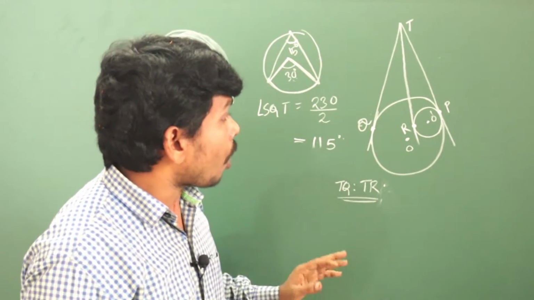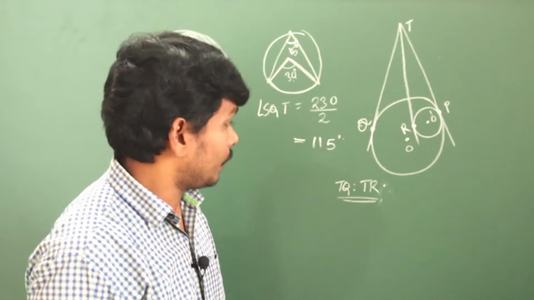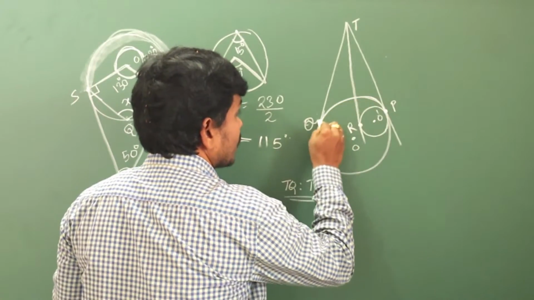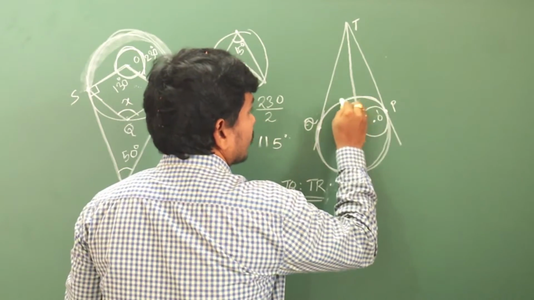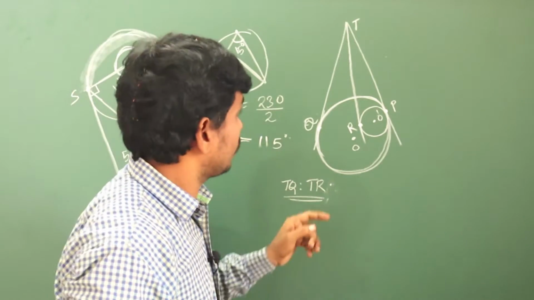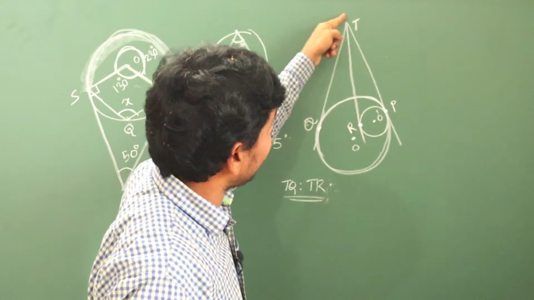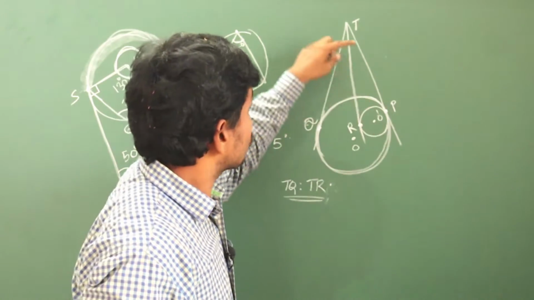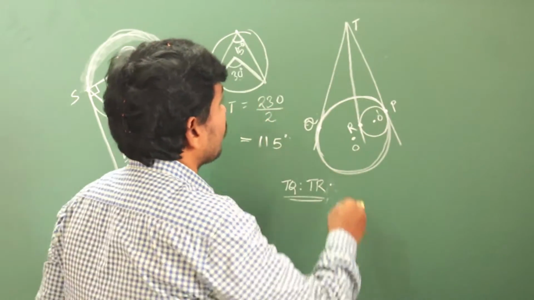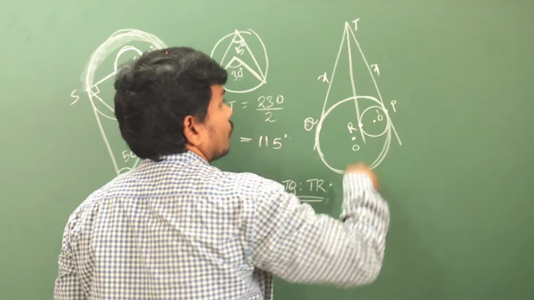The tangents drawn from an external point are equal. So that's why observe this. This is your bigger circle. These are the two tangents from T. TQ is one tangent and TP is one tangent. So the lengths of TQ and TP are equal. We proved that theorem also.